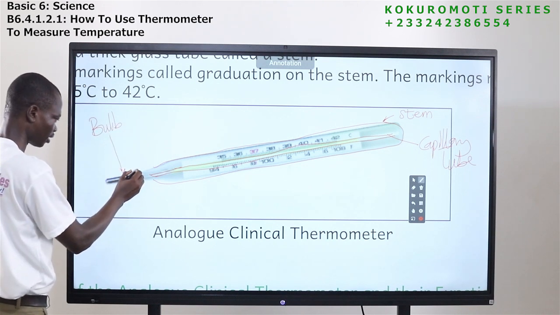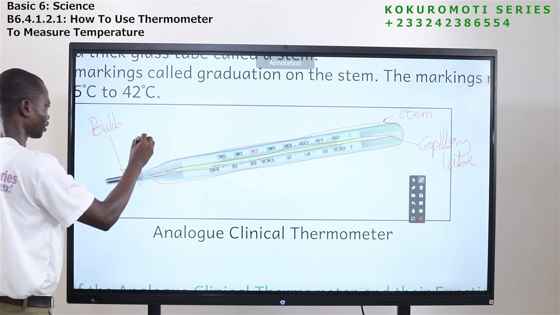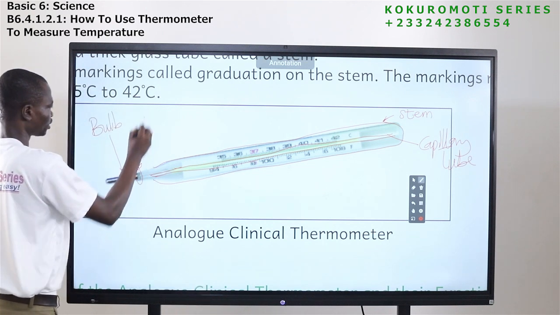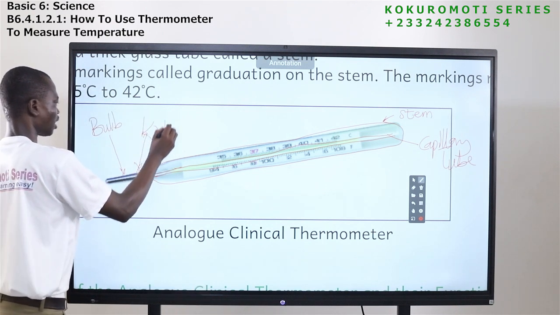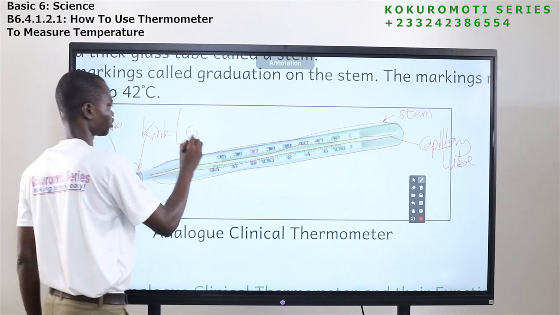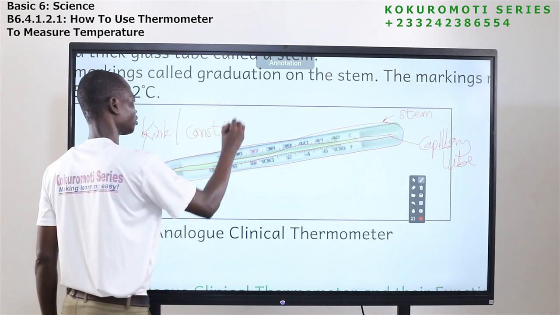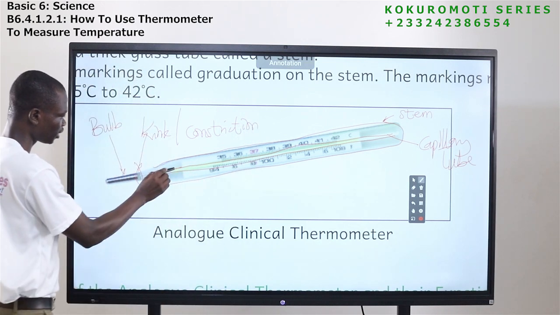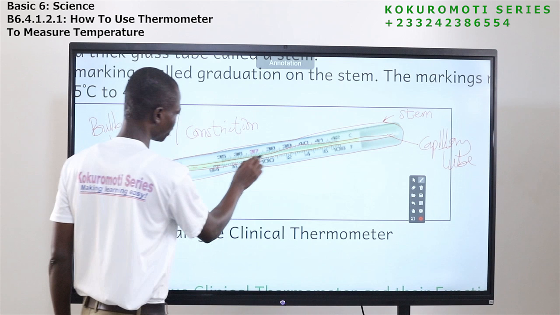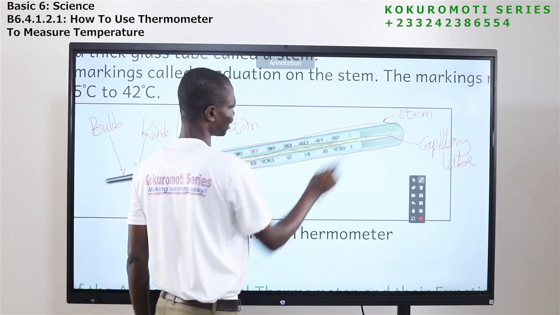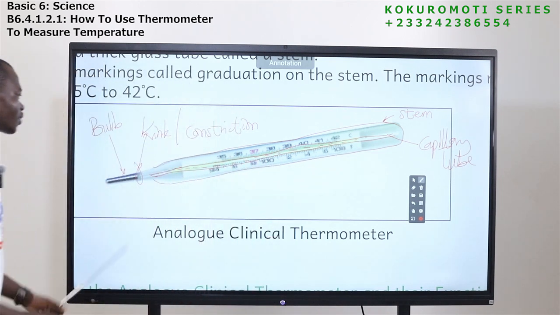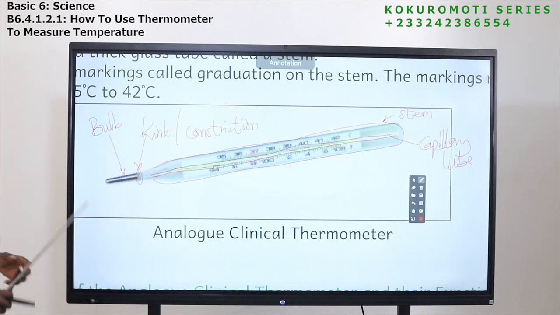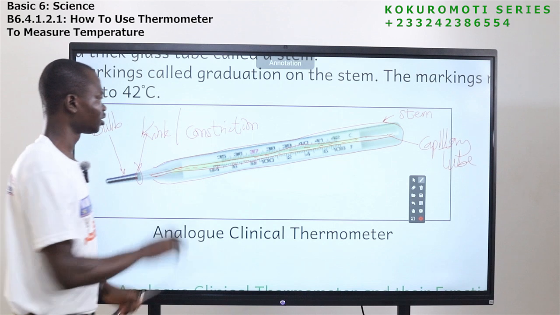And then there is something here called the kink. We call this kink. Another word for kink is constriction. And then we have mercury. Mercury is the liquid inside the capillary tube. That is a thermometric liquid, and that could be alcohol or mercury. So these are the parts.